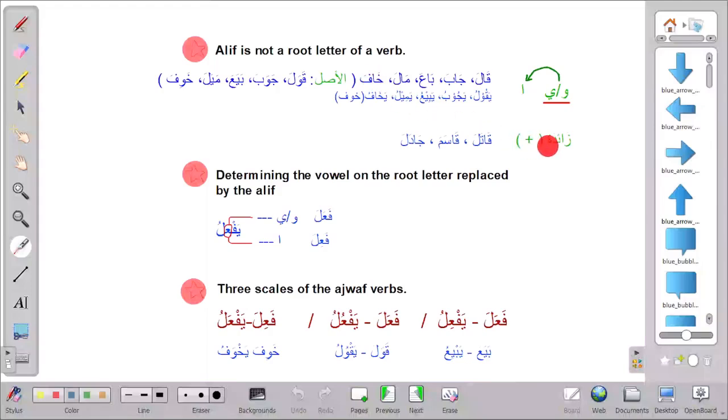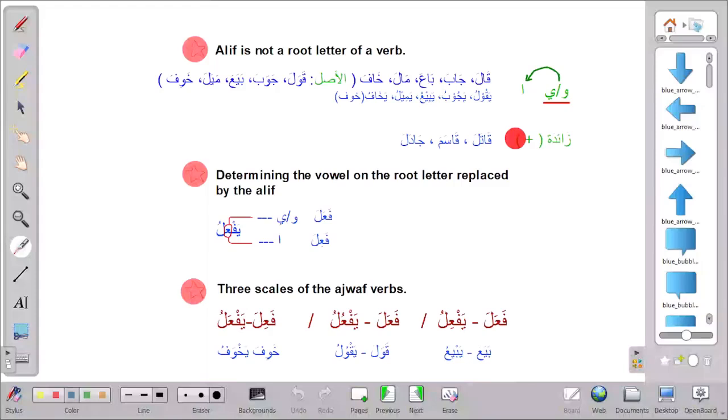Then the second thing is, it could be a zaida. If you see an alif as a root letter, as I said, the first case is it replaced a waw or a ya. The second meaning is it is a zaida, an addition. So there are two possibilities when you see an alif in a verb. One is it replaced a waw or a ya, and we have looked at how to determine what it replaced. The second is it is a zaida. It is an addition. It's not part of the root letters. It didn't replace any root letter.